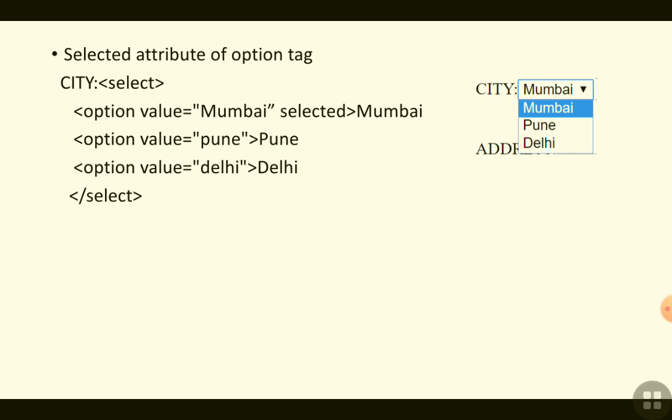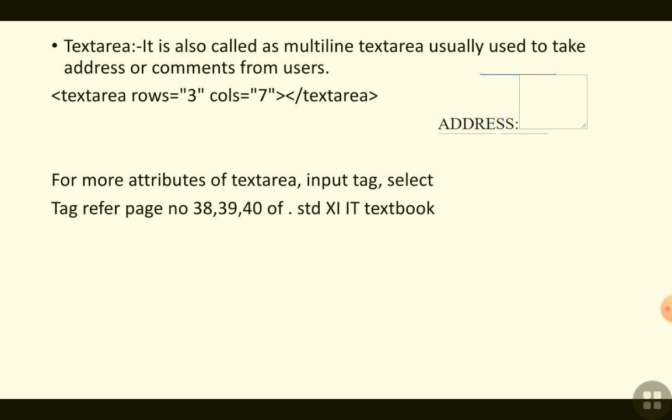Then as we have already seen the checked attribute, here we have the selected attribute. Again see, in front of Mumbai I have written selected. That means Mumbai city will be pre-selected. Okay. Then let's go on to the next form element, that is text area.